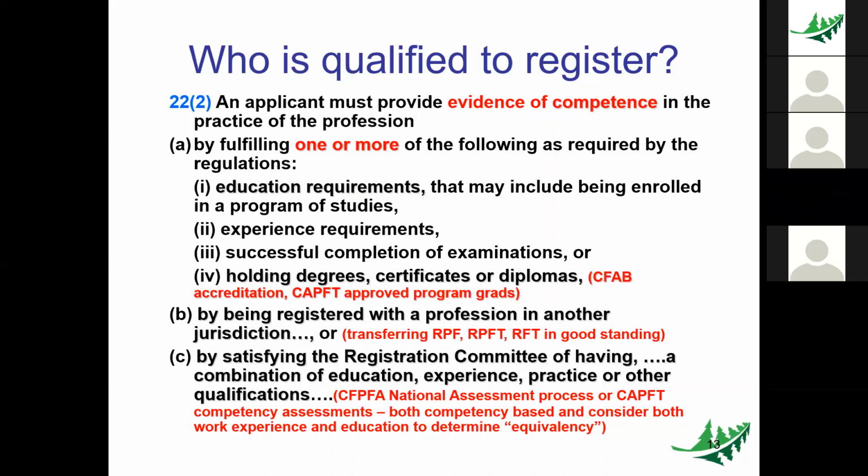And then Section C of the 22.2 is a basic catch-all, and it speaks to our competency assessments for both technologists and foresters, where we look at work experience, combinations of academic coursework, degrees, diplomas, and upgrading in education, to see through all those combinations if you do meet the basic accredited program or approved program, education-wise.